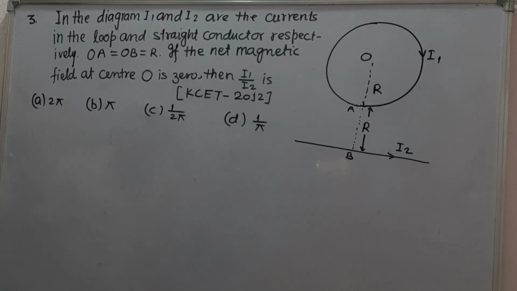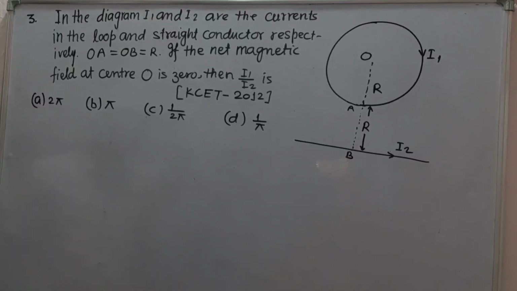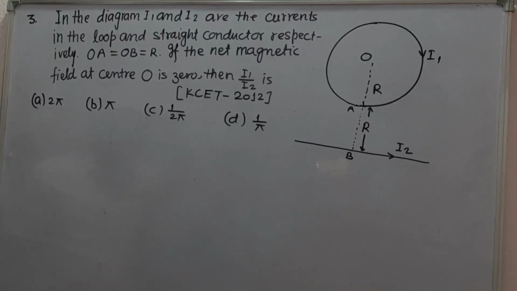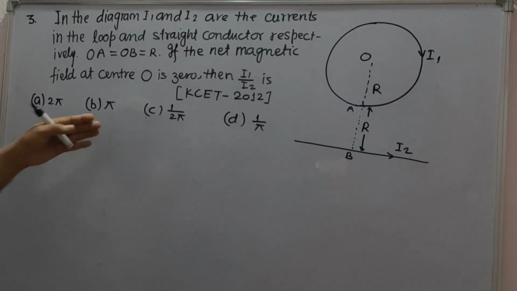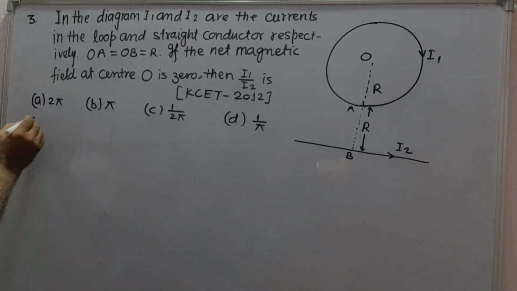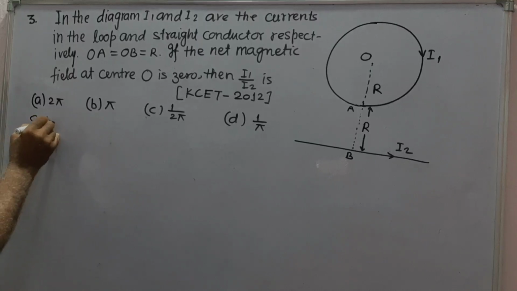Next question number 3. The question is, in the diagram, I1 and I2 are the currents in the loop and straight conductor respectively. OA is equal to OB is equal to R. If the net magnetic field at center O is 0, then I1 upon I2 is, these are the options. So, solution to question 3.